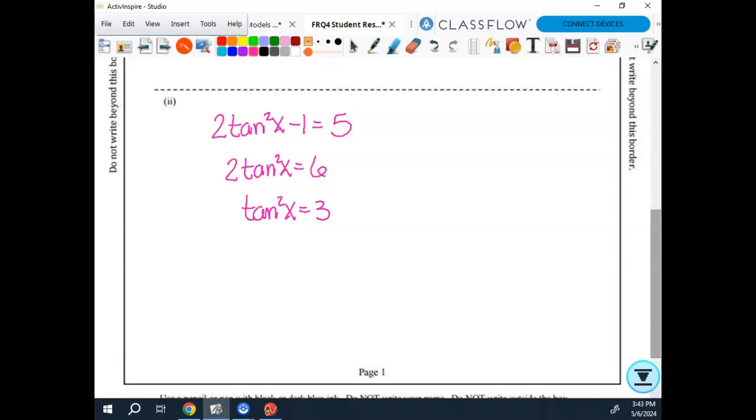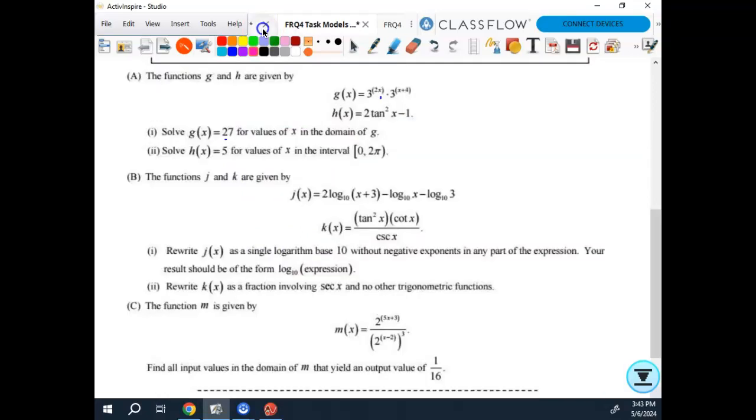So how do I undo a square? Take the square root. And for the love of God and all that is holy, when you take the square root, you have to put plus or minus. Plus or minus. I don't know how else to say that either. I just don't know. So tangent of x is equal to plus or minus the square root of 3. Then we have to pay attention to what else this says. It says, solve for h of x for all values of x on this interval from 0 to 2 pi.